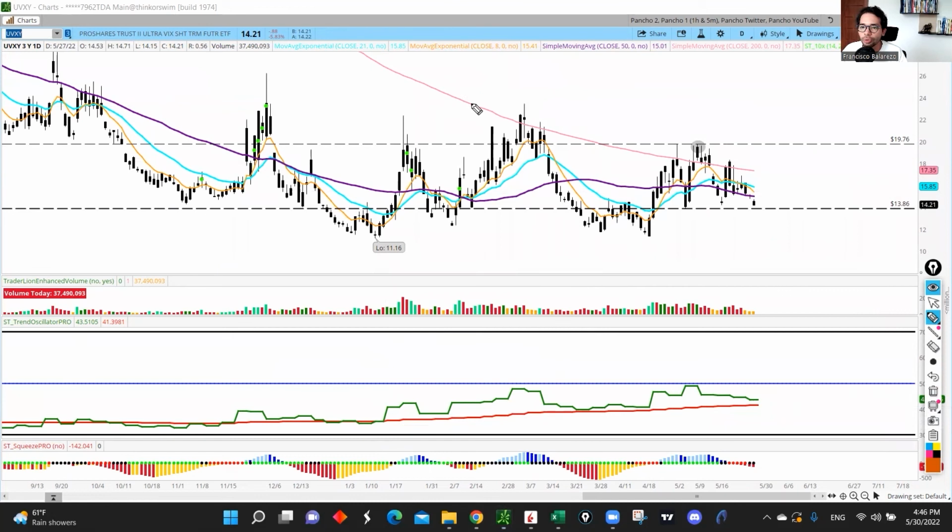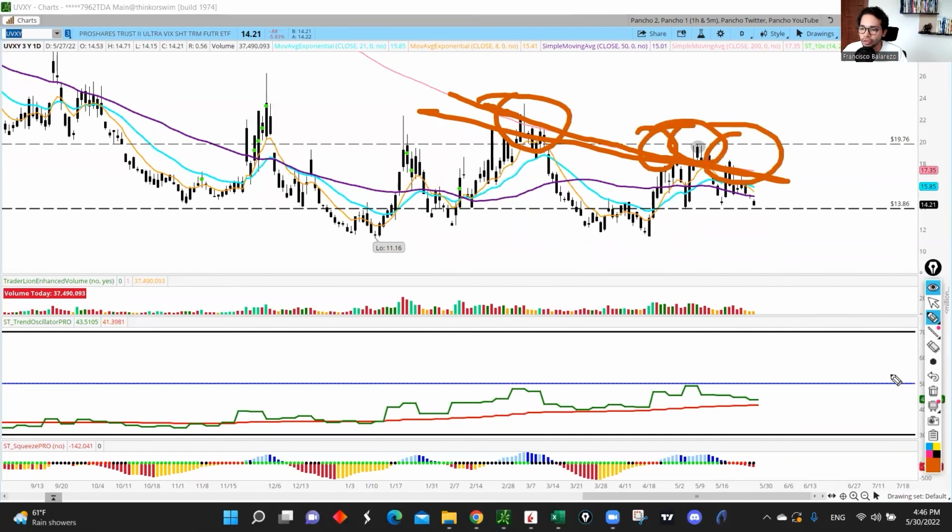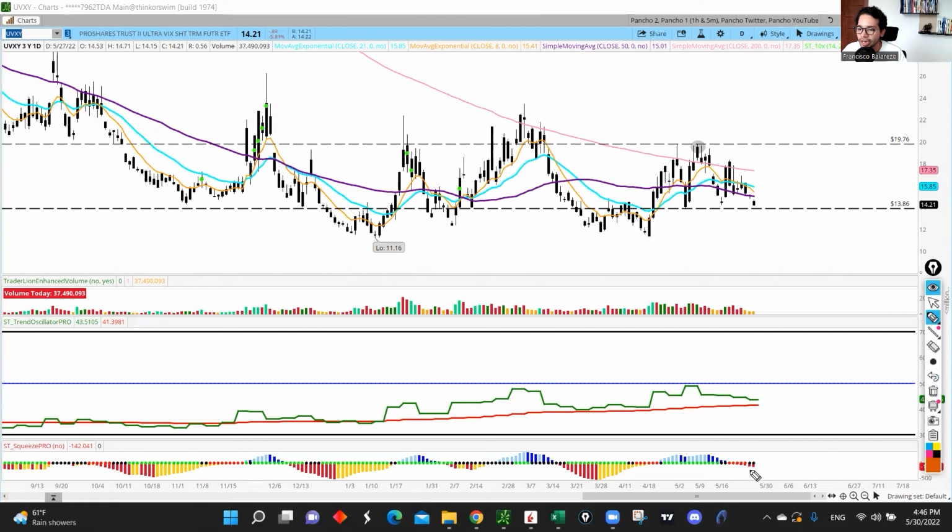However, you can see that the UVXY wasn't able to break above this 200, right? We tested this 200. We got rejected here, got rejected here, got rejected here. And now we're starting to see a squeeze that is pointing to the downside, something similar to what happened here, and we had a really strong move to the downside. And now I'm thinking that there's a chance that we're going to retest these lows right here in the UVXY as well.